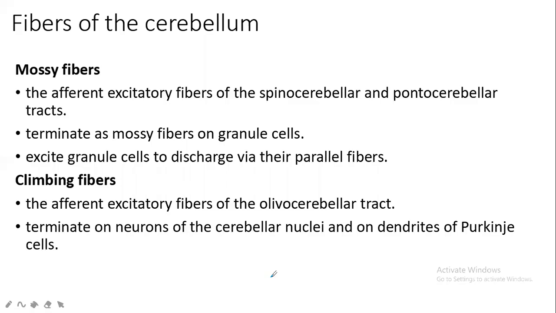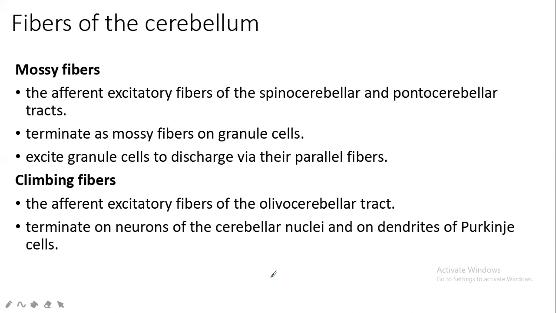Fibers to the cerebellum. The mossy fibers are basically excitatory fibers that are coming from all regions except the olivary nuclei. They terminate as mossy fibers on the granule cells, and we say they terminate as a structure that we call the rosette. And they basically excite the granule cells, right? And the granule cells will then put out their excitation to the parallel fibers in the molecular layer.